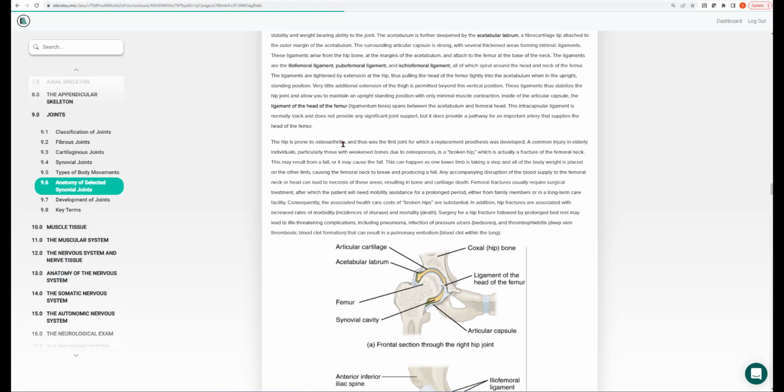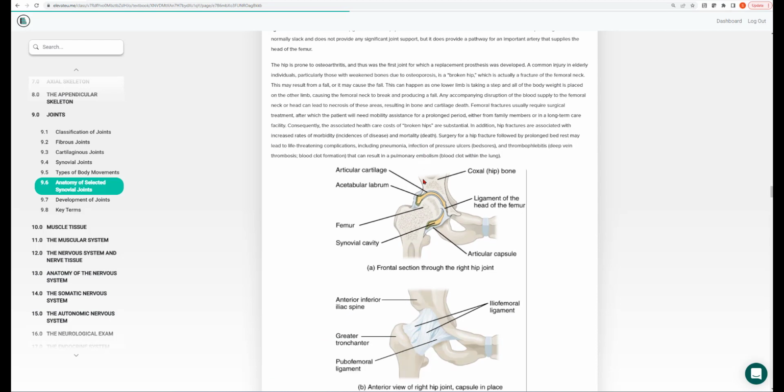The hip is prone to osteoarthritis. It's weight bearing, and it is therefore more likely to have that cartilage wear down, the knee being the next most likely joint to have those arthritic changes.